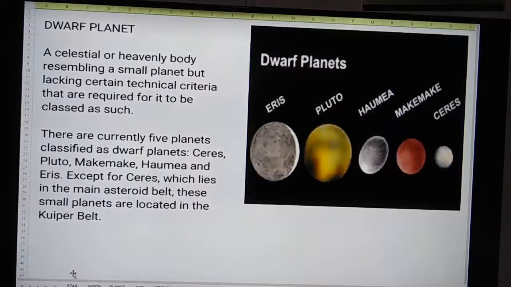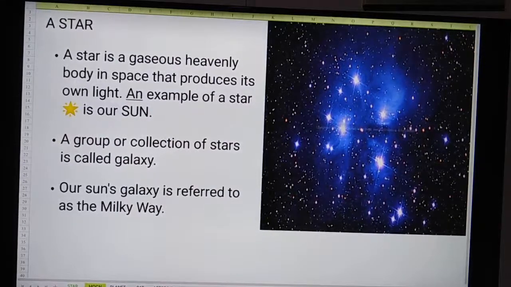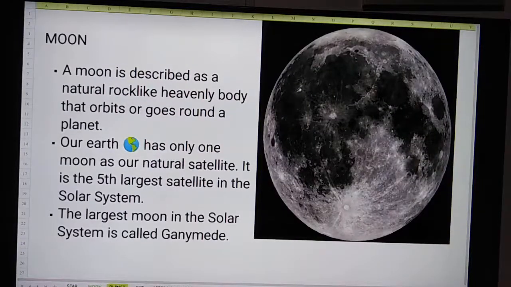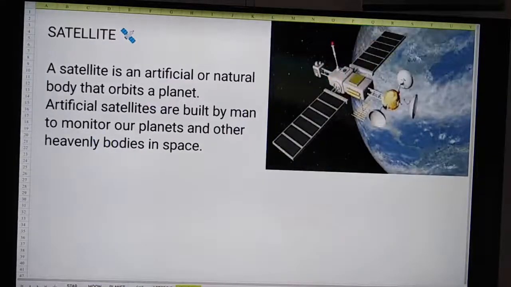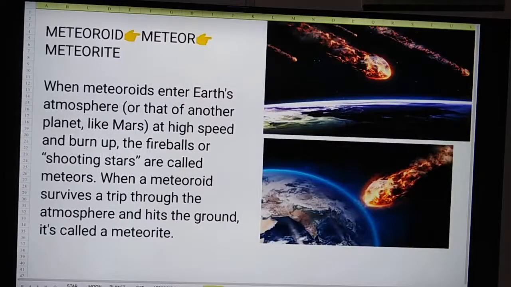By way of summary, we've been looking at some major celestial bodies, or heavenly bodies in space. We looked at the star, we saw the moon and described it, we looked at the planet. From there, we moved to the satellite. Then we looked at the asteroid and took a closer look, delving deeper to realize that there are also meteoroids, and for that matter, they break down to become meteor and then meteorite.